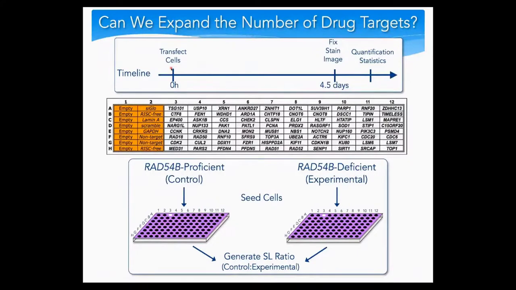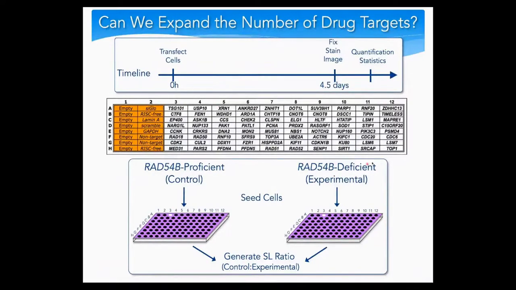So basically we take cells, these are isogenic cells. One is a control, so it's RAD54B proficient, and the other one is RAD54B deficient. We transfect the cells with those candidate targets, or those candidate drug targets. We allow them to grow for about 4.5 days, at which point they're fixed, stained, and imaged, and then we can do our analysis to see how many cells remain within each of those wells.